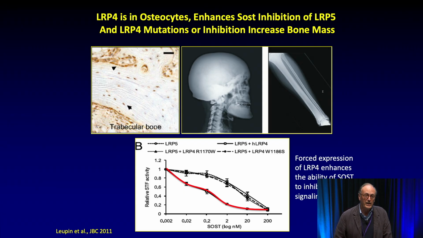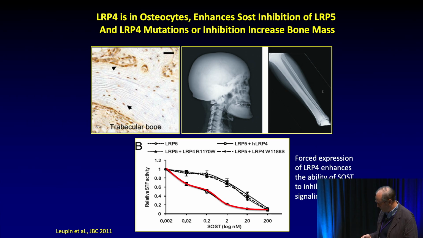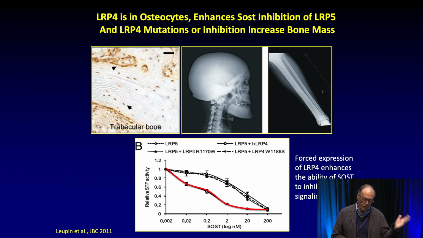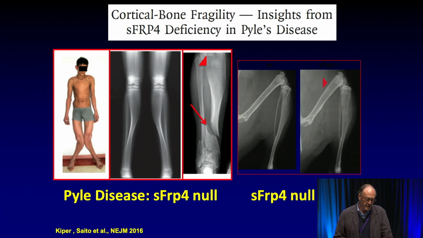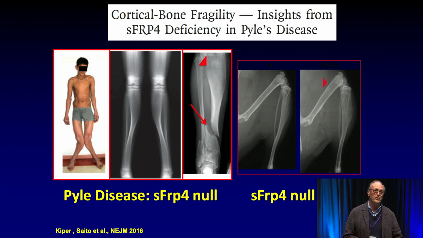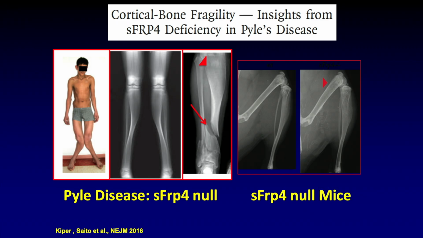One is that another sclerosis phenotype was discovered where the mutation is not in the sclerostin itself, but in the receptor LRP4, which is a co-receptor. The other, and that's from my own lab, is that we identified the cause of another very rare disease called Pyle disease as a null mutation of another inhibitor of the Wnt signaling pathway, SFRP4.